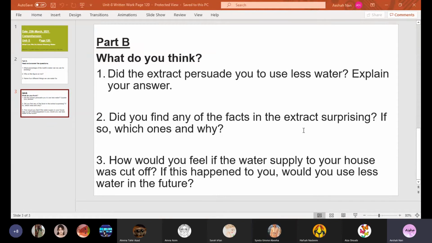Only 4% of water is fresh. Is fresh, okay? Girls, I'm repeating the answer. Yes, comma. The extract persuaded me to use less water because only 4% of water is fresh.